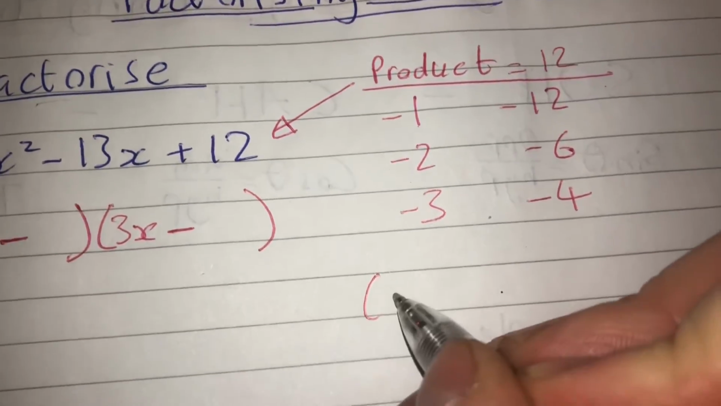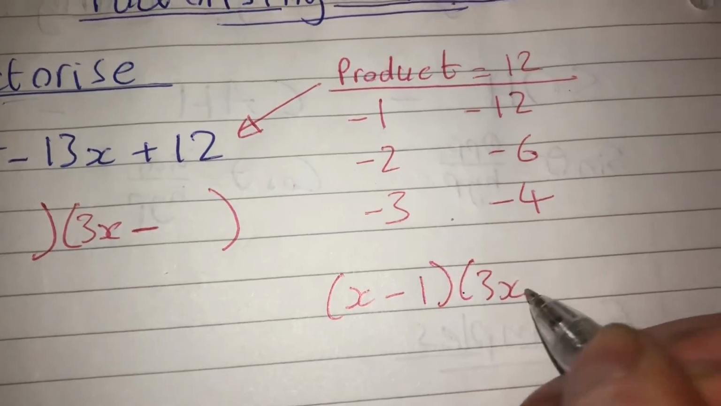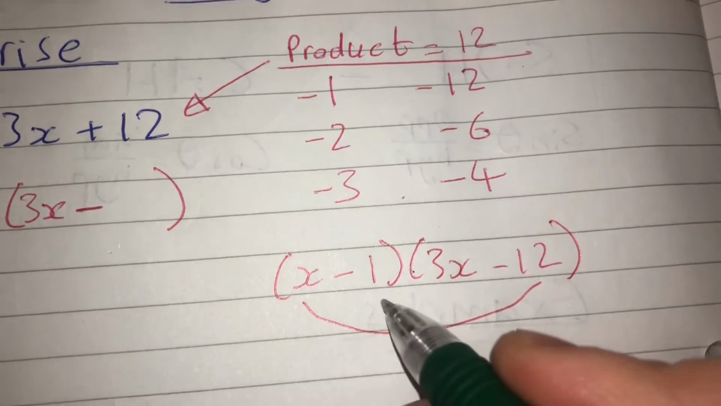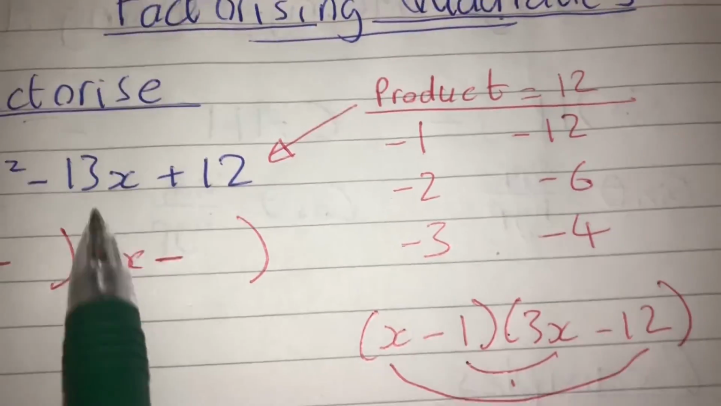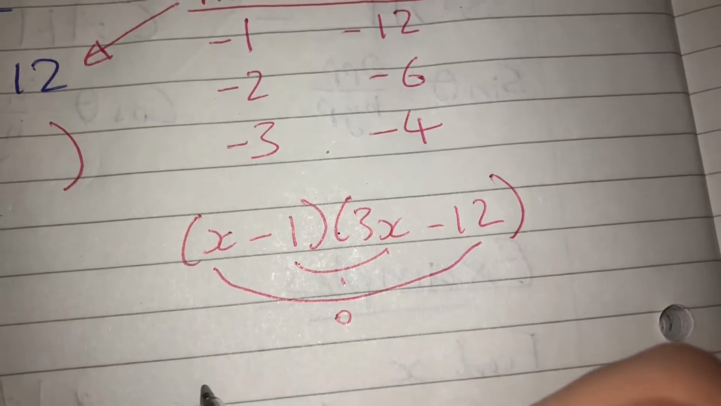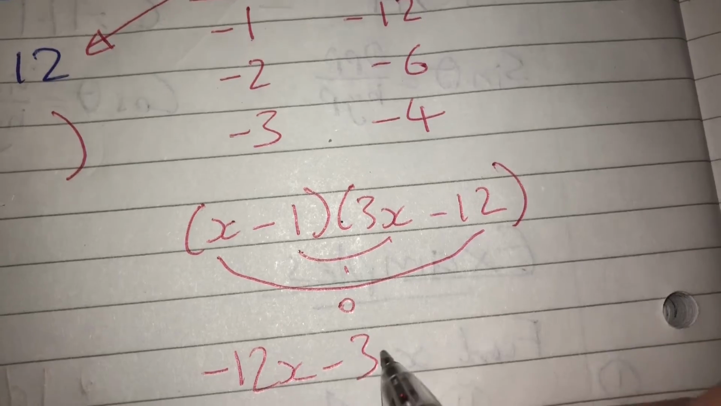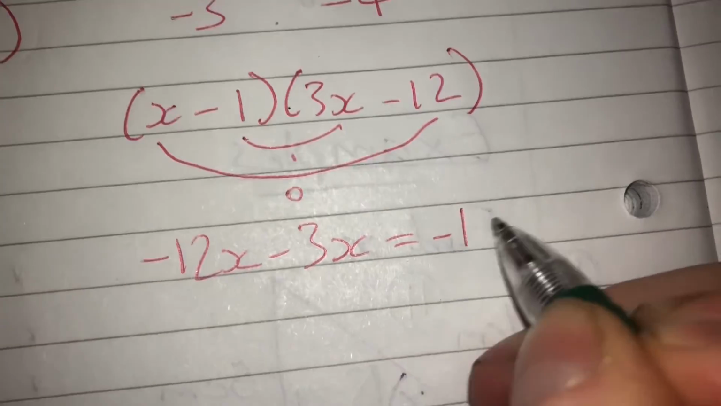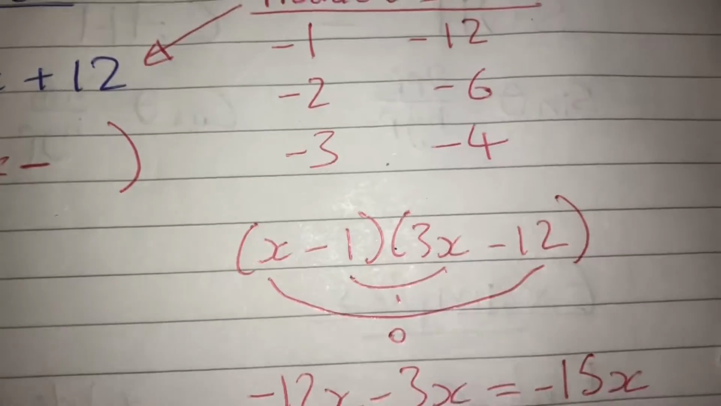So when I say using a wee bit of trial and error, let's try x minus 1 and then 3x minus 12. And what you're trying to do to get the sum is multiply the outer and the inner of FOIL. And we're going to see if that gives us a sum of minus 13 in the middle when we collect the like terms. So x times minus 12 is minus 12x. Minus 1 times 3 is minus 3x. And that will give me a sum of minus 12, take away 3, which is minus 15x. So that doesn't work. That doesn't give me a sum of minus 13.